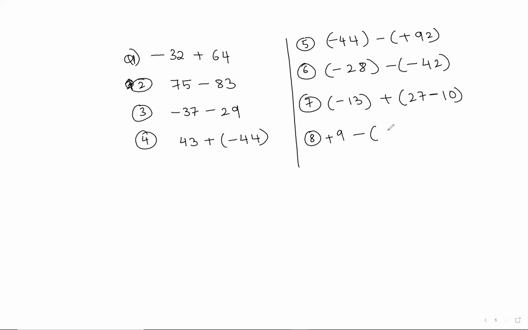Why do we put brackets? Okay, why do we put brackets over here? Are you talking about these places? We put brackets there because if I don't put a bracket, it becomes 43 plus minus 44. It feels like something is missing. There should be something separating the two signs. Getting it? Yeah, that's the reason.